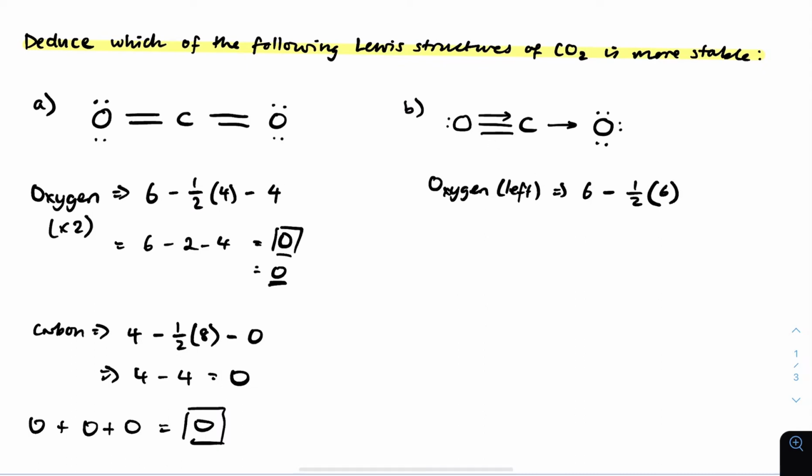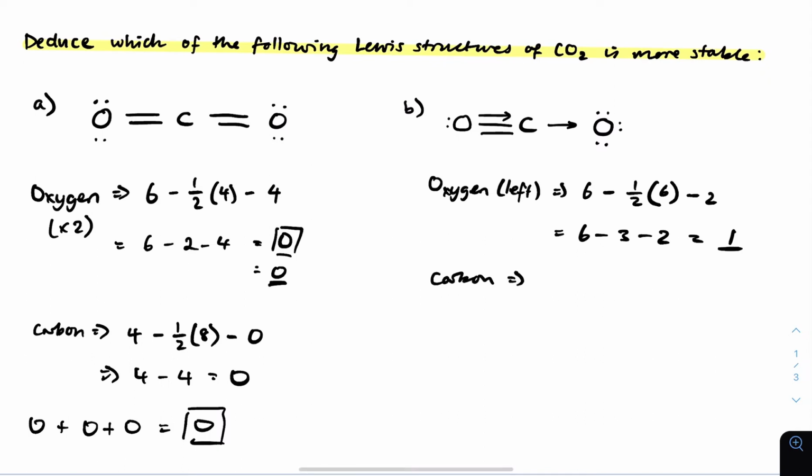So minus half of 6. And then you've got lone pair electrons. We've got 2 lone pair electrons over there, so we subtract 2, which is 6 minus 3 minus 2, which is equal to 1. So already, because this is not close to 0, we can tell that this structure is not the best one. Now let's go into the carbon, which is in the middle.